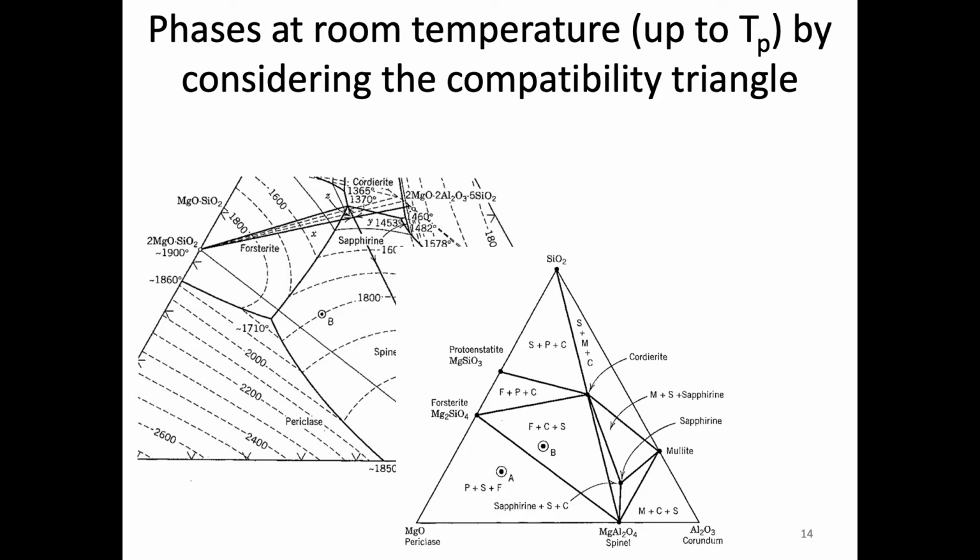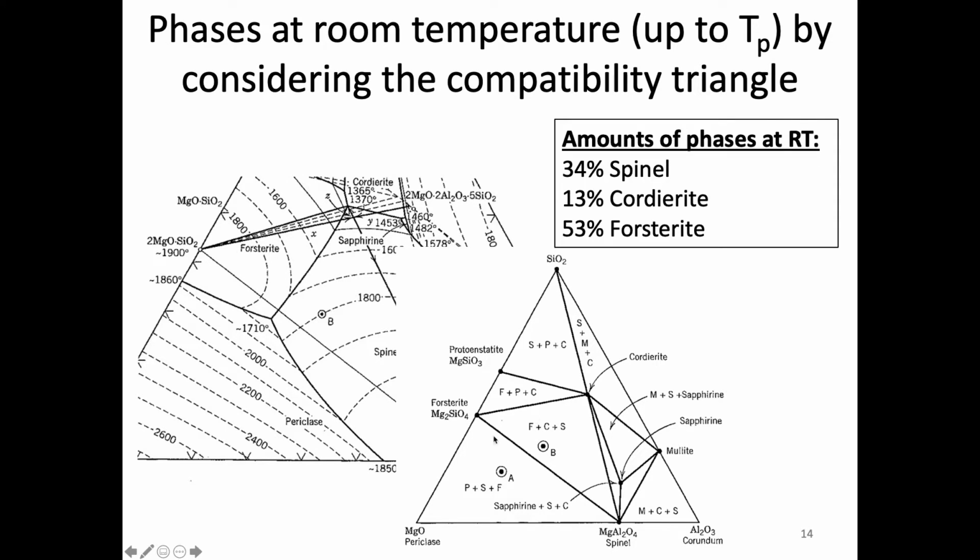And so we know we're in this region, and that tells us what phases we have. Basically, whatever region we're in here, again, this is the isothermal section below all the critical temperatures. So the fact that we're in this compatibility triangle tells us that at room temperature, when there are no more liquids, these are the three solid phases that we're going to have. And if I use B as my fulcrum, I can determine the amounts. So I have 34% spinel, 13% cordierite, and 53% forsterite.